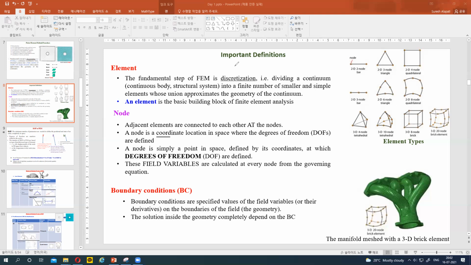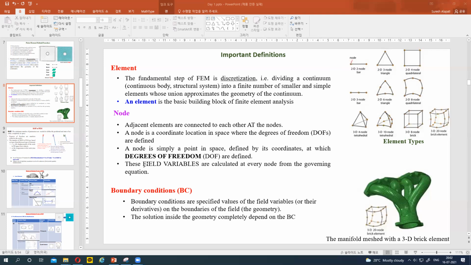Here, at a particular node, we specify degrees of freedom. I will explain what the meaning of degrees of freedom is. We specify the degrees of freedom here and here and here, and we solve for the degrees of freedom and the field variables. So we say field variables.